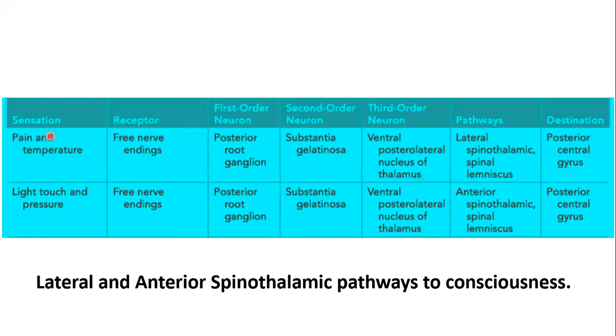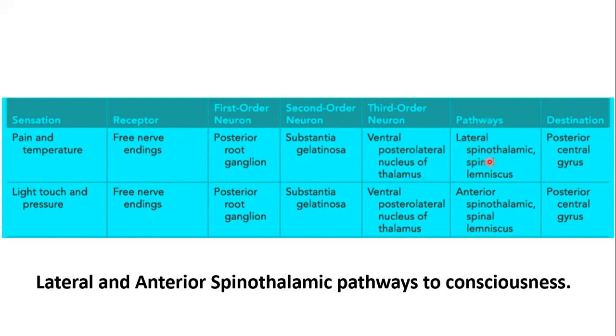So this is another table from a textbook. This is the sensation we're talking about: pain and temperature. This is the lateral spinothalamic tract. The receptor is the free nerve endings. The first order neuron is the posterior root ganglion, the second order is the substantia gelatinosa, and the third order neuron is the ventral posterolateral nucleus of the thalamus.